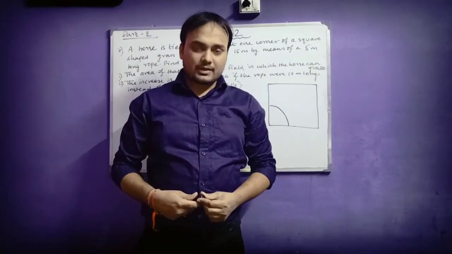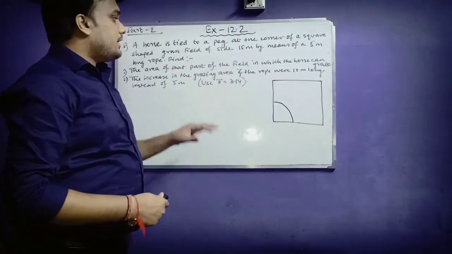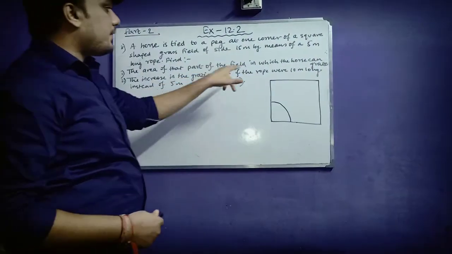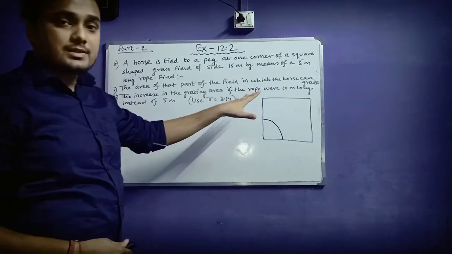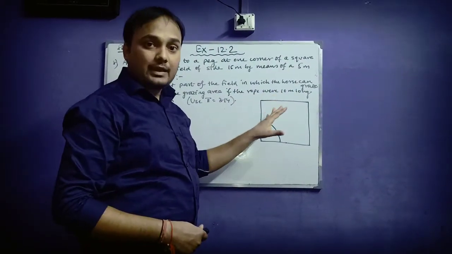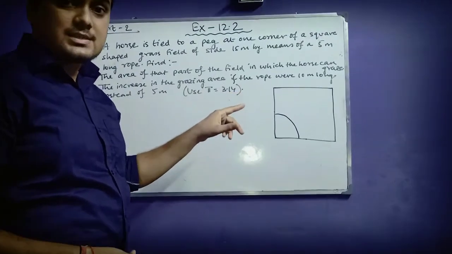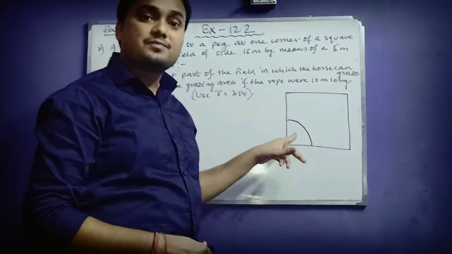Okay students, let us move on to our next question. Question number 8 here. Here we need to find the part of the field in which the horse can graze. Actually there is a horse which is grazing in a square field of side 15 meter, and the length of the rope with which the horse is tied at one corner of the field is 5 meter.